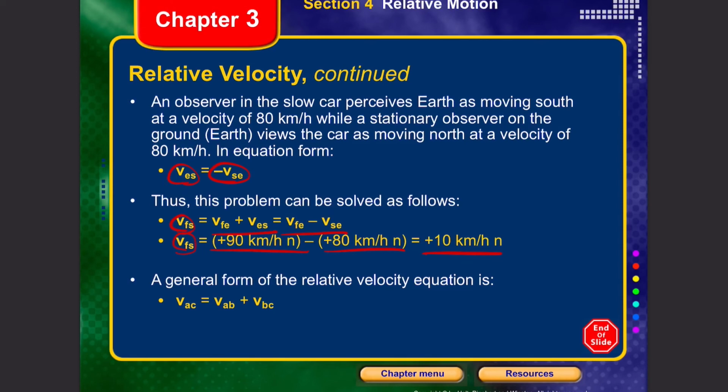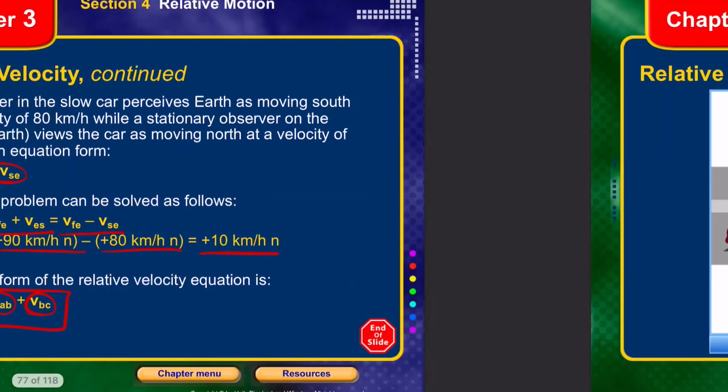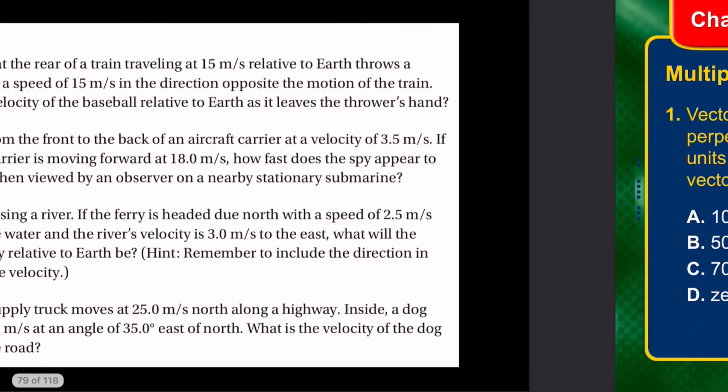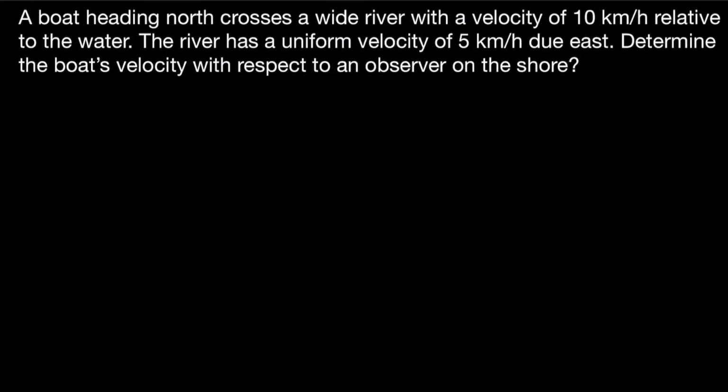Now the principle, remember this formula: VAC is VAB plus VBC. This is the general form of a relative velocity equation that we generally use. So let's take a simple example and try to demonstrate this principle using this problem.